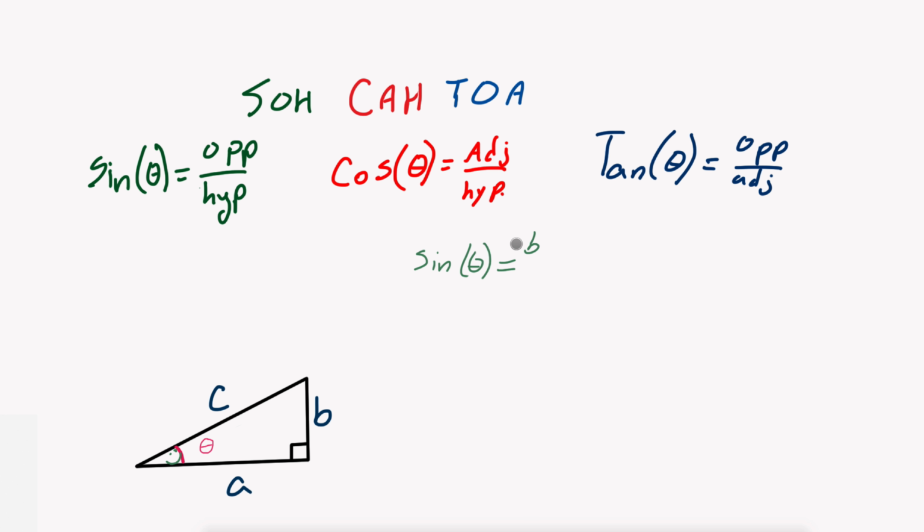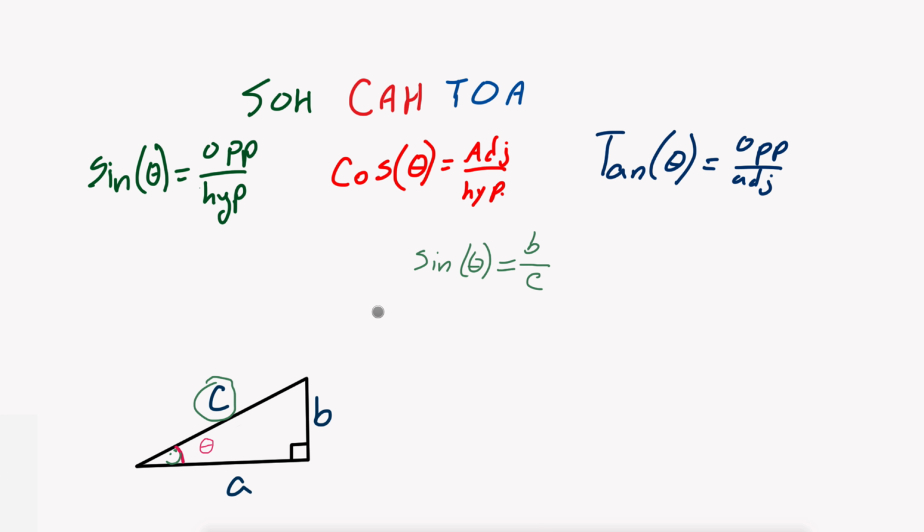All right, so B, and then divided by the hypotenuse. Now the hypotenuse, as we said earlier, is always going to be the longest side, and here it is C. So sine of theta is equal to B over C, the opposite over the hypotenuse.